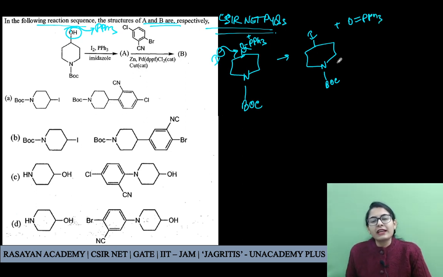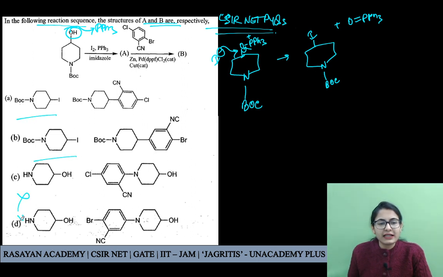Okay, so yes, you just got your molecule. The molecule is going to be like this. C and D are completely wrong because you are not getting OH at all. And you're not getting hydrolysis over here. It is just the substitution of OH with iodine. Yes, imidazole is working as a base to remove the proton from the OH.